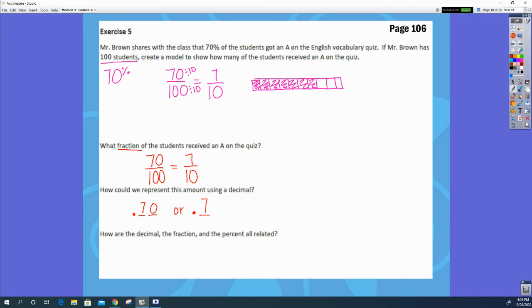How are the decimal, the fraction, and the percent all related? All of these were out of 100. So we could say the decimal, fraction, and percent all show 70 out of 100.